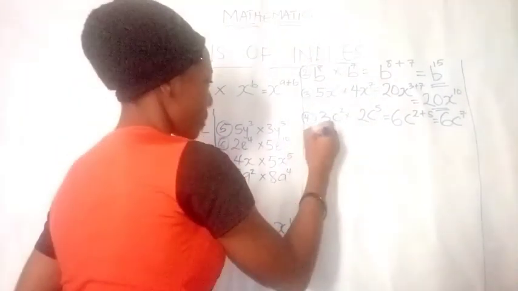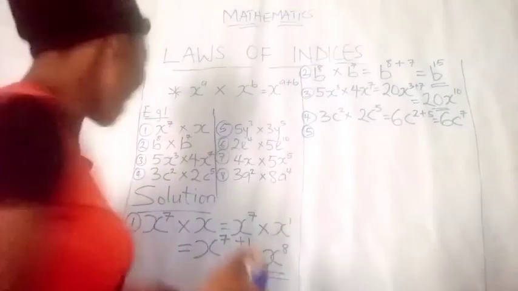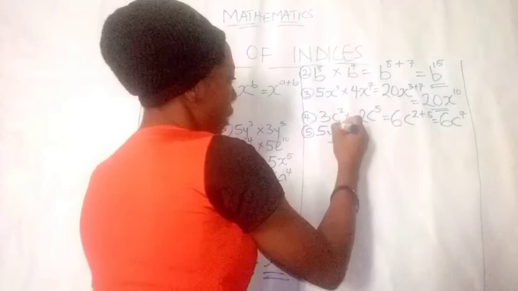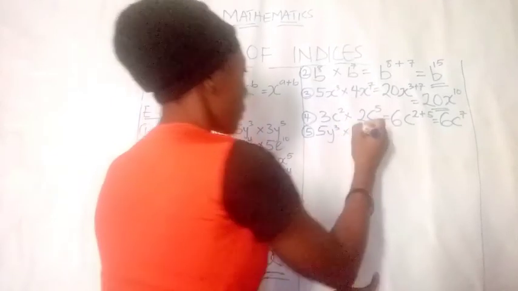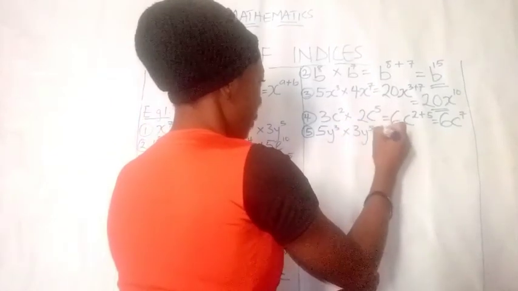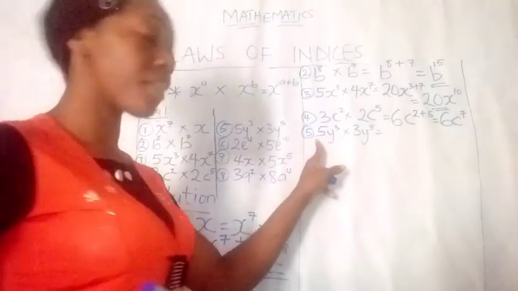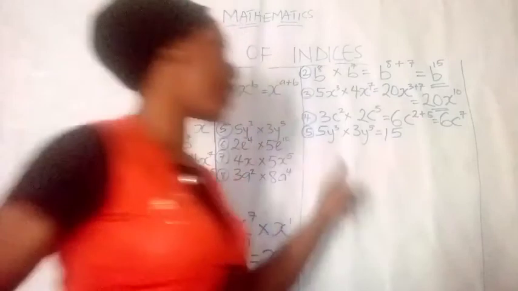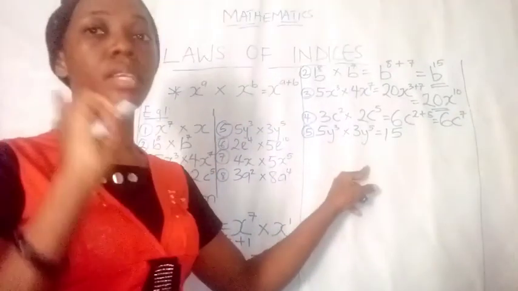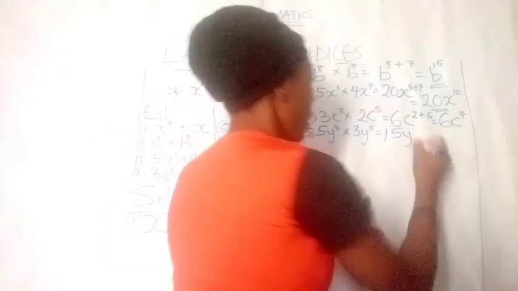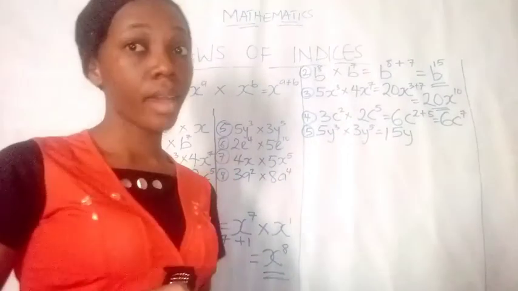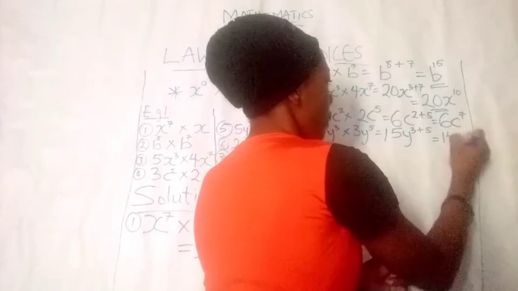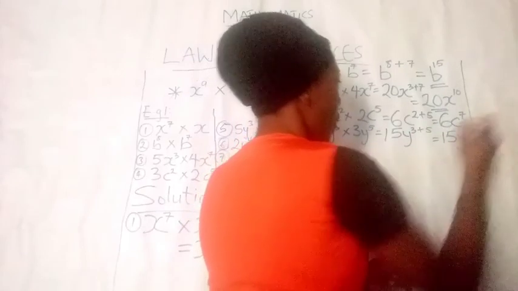We look at the next one, which is number 5. Just like that, that's how it goes. Let's see how we can finish all of these questions. We have 5y raised to the power 3 times 3y raised to the power 5. And then we say 5 times 3, that will give us 15. And then we see our y, we pick one of it. And then what do we do with the powers? We add the powers, which is 3 plus 5. That will give us 15y raised to the power 8.